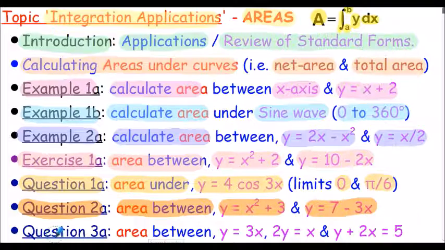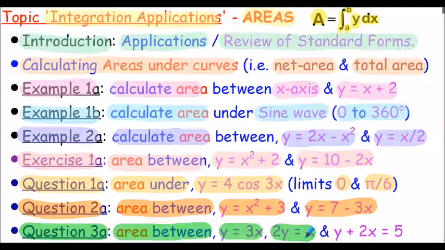And the final question related to areas is question 3a. This time we will calculate the area between three lines. That's y is equal to 3x, 2y is equal to x. We'll need to transpose that for y, of course. And y plus 2x is equal to 5. And again, we need to transpose that for y. If we sketch these three lines, we'll be able to find the intercept between them and then generate the appropriate integrals to calculate the area enclosed.